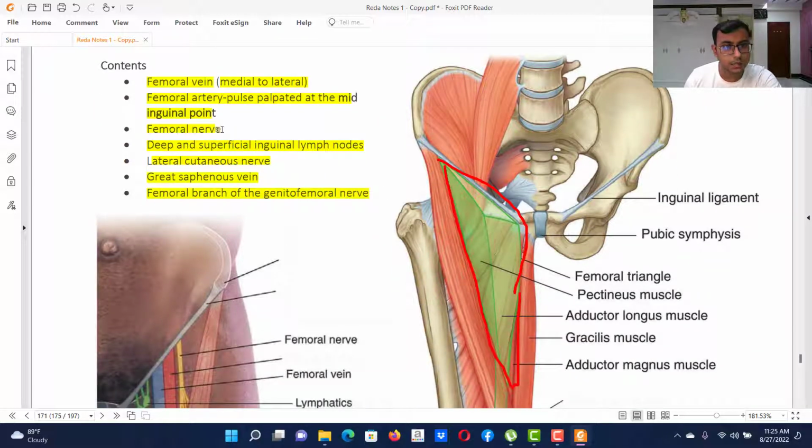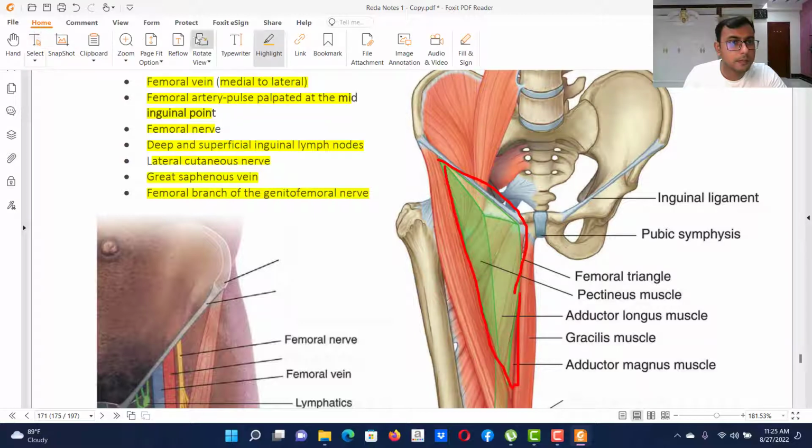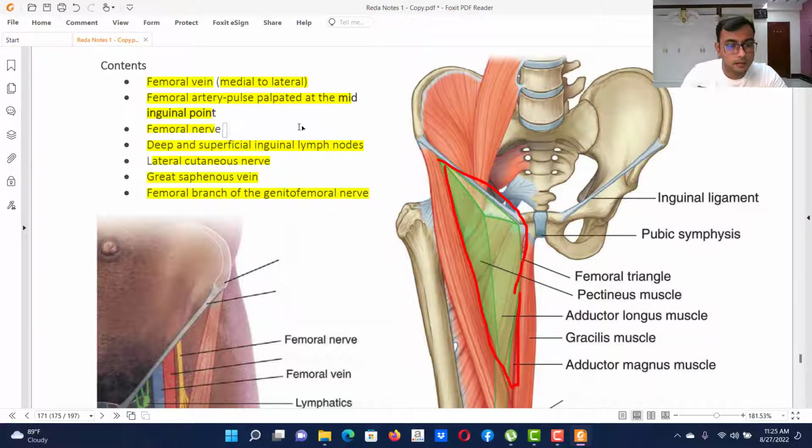And the femoral nerve is not the content of the femoral canal, or the femoral sheath. So the femoral nerve is not the content of the femoral sheath. It is outside the femoral sheath.